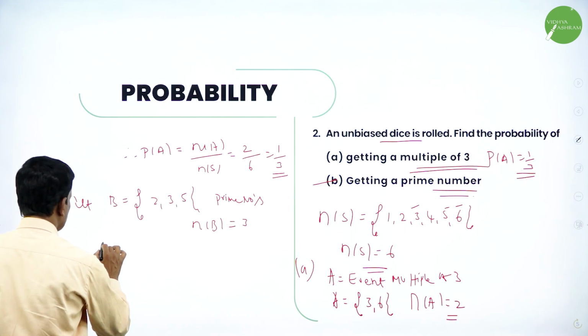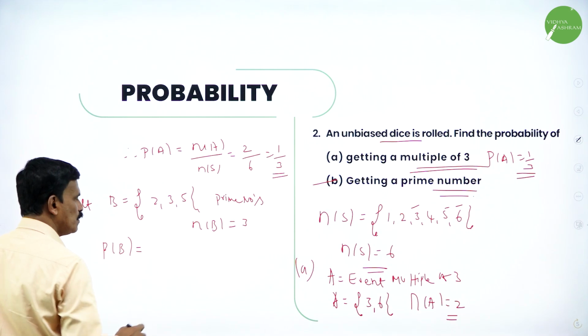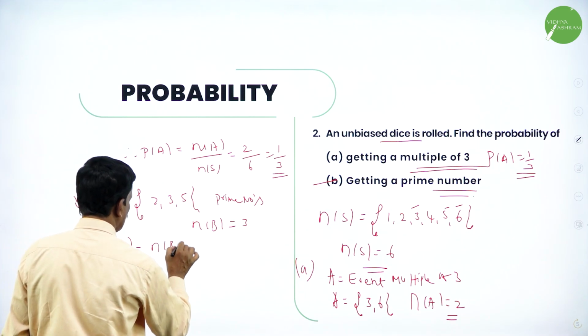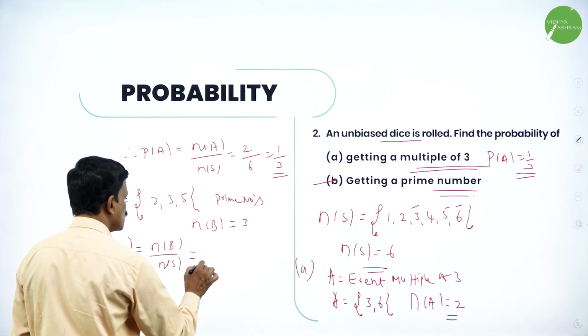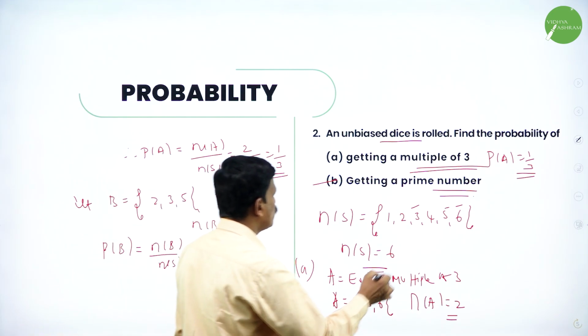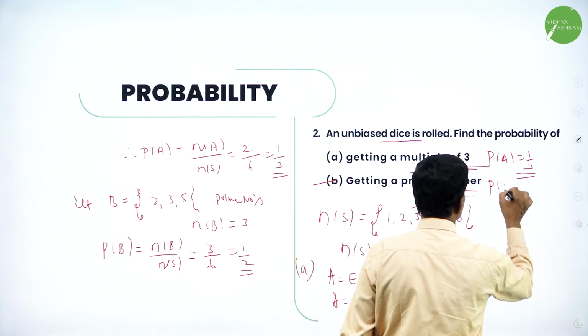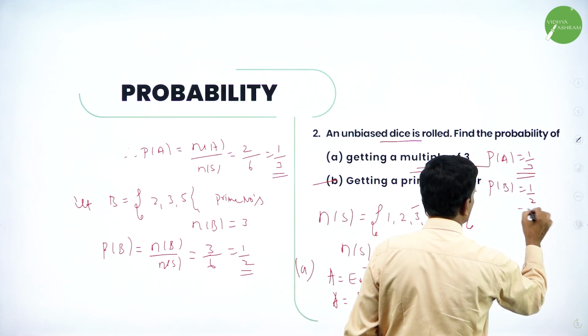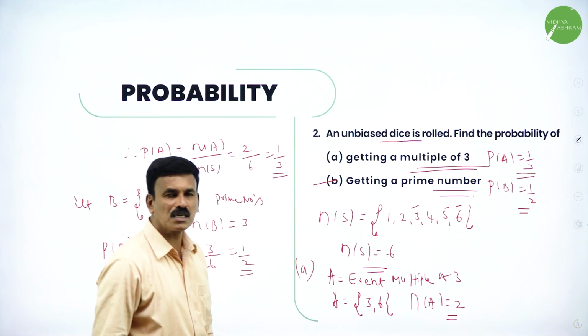So what is the probability of getting a prime number? P of B is equal to n of B divided by n of S, that is 3 divided by 6, which is equal to 1 by 2. So the probability of getting a prime number in this case is 1 by 2. That's it. So this is how we are going to solve.